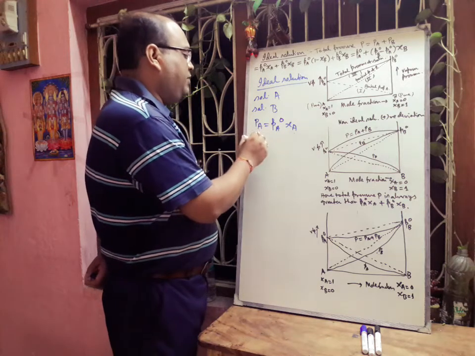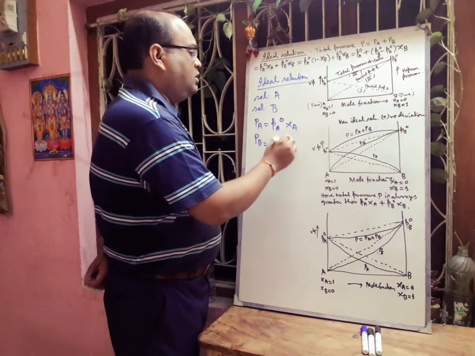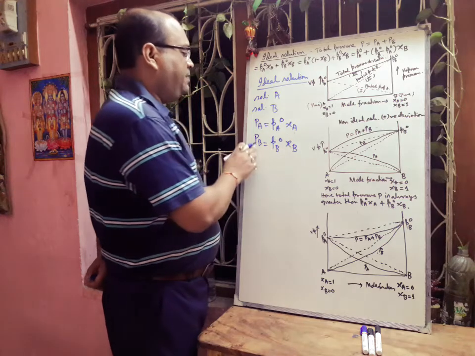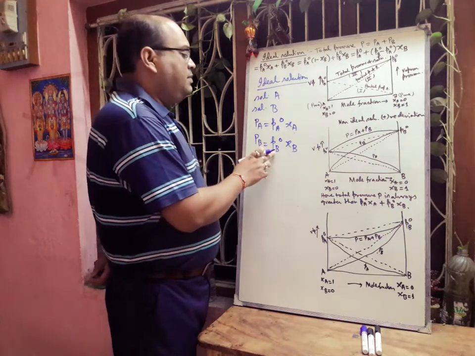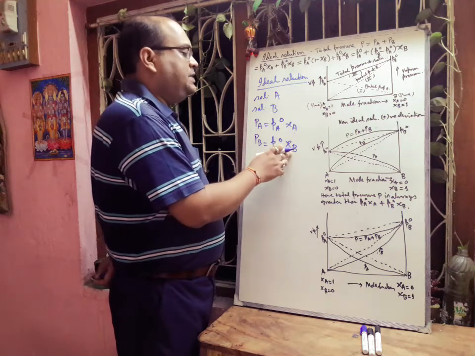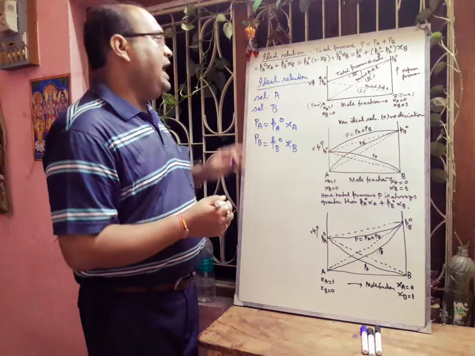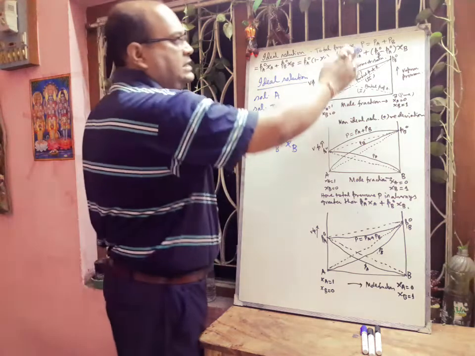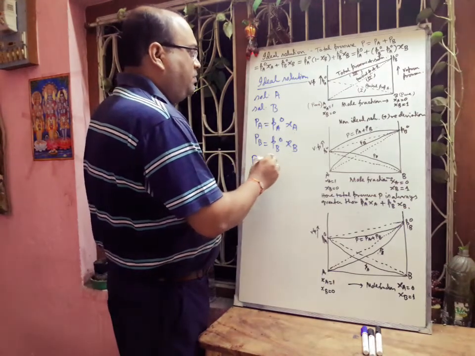And in case of B, we can write PB is equal to PB0 into XB. So here PB is the partial vapor pressure of B, and PB0 is the vapor pressure of the pure liquid B, and XB is the mole fraction of B. So from here we can write that total pressure P is equal to PA plus PB.